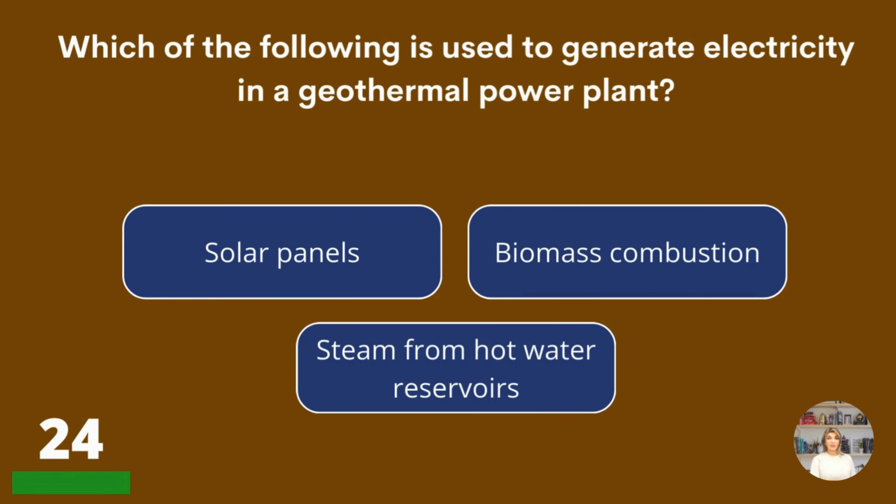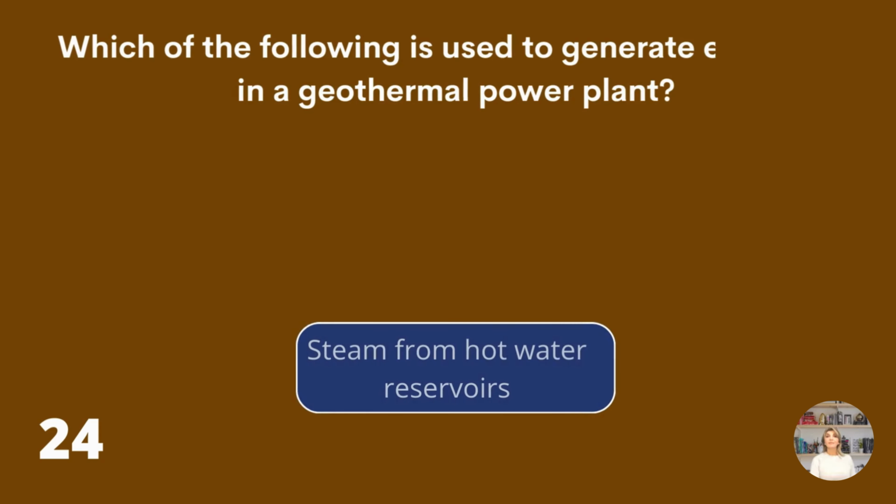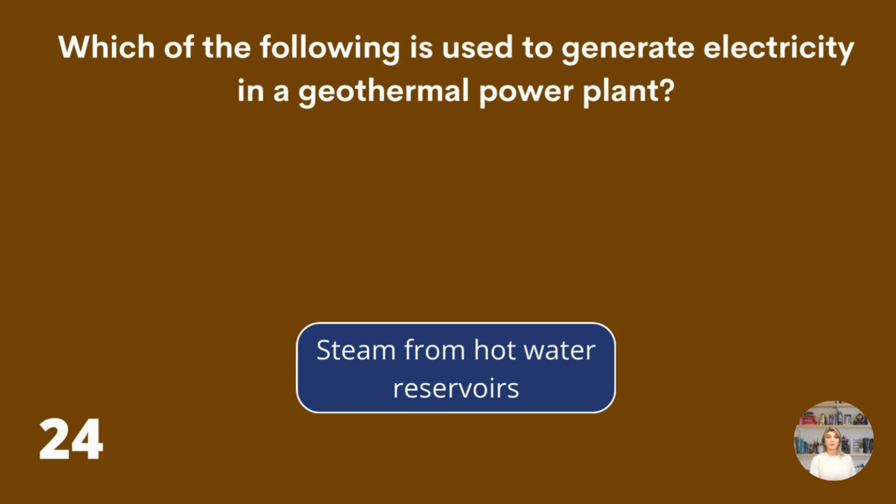Which of the following is used to generate electricity in a geothermal power plant? Solar panels, biomass combustion, or steam from hot water reservoirs? Steam from hot water reservoirs.